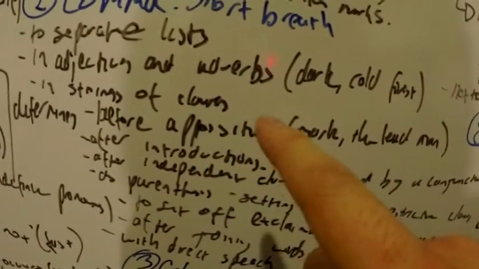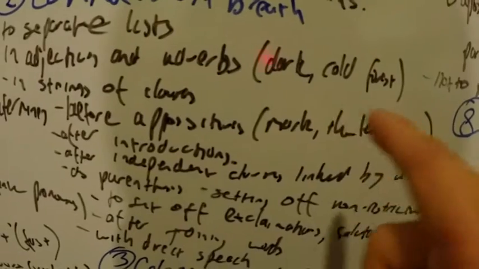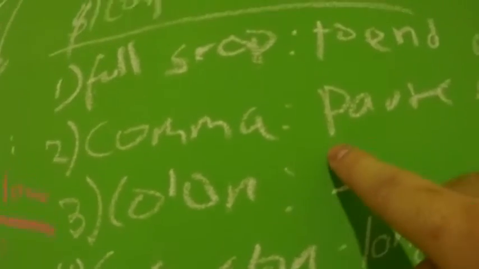If you look, this is a quick look at all the different types that we have. So here we have the comma. We can use them to separate lists of adjectives or adverbs. So dark, cold, fast. Hopefully you get the idea behind comma, a short breath. A colon. What is a colon? We can actually see a colon right here. There are 2 dots, one on top of the other.